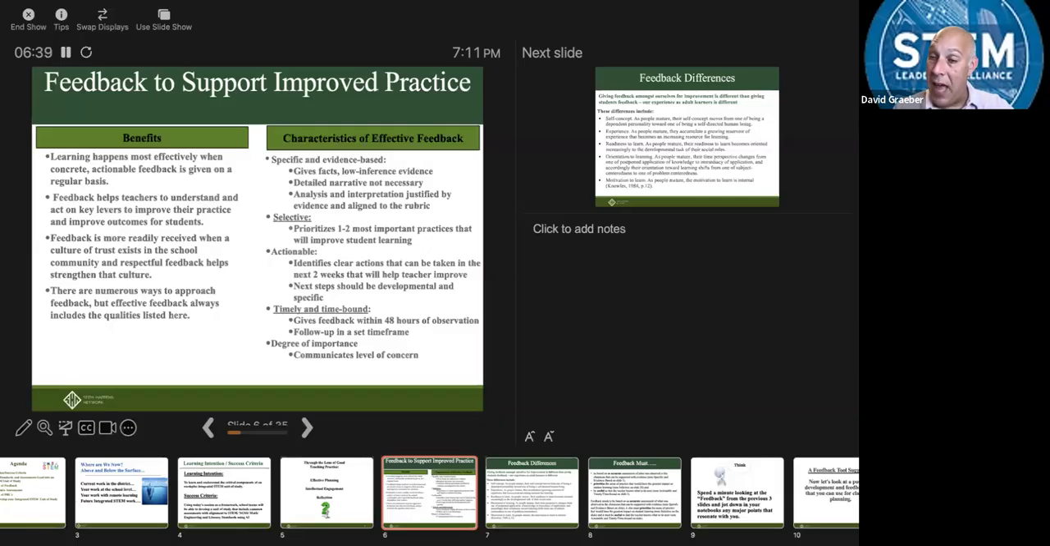We want it to be timely and time-bound. In other words, it needs to be something that people can do. So when we're planning, and again, it needs to have a degree of importance. If I'm providing feedback on something, I expect to see feedback on it, right? And so if we're holding one another to the highest standard, then we have to make sure that this is important when we give feedback. So making it selective and actionable are key.